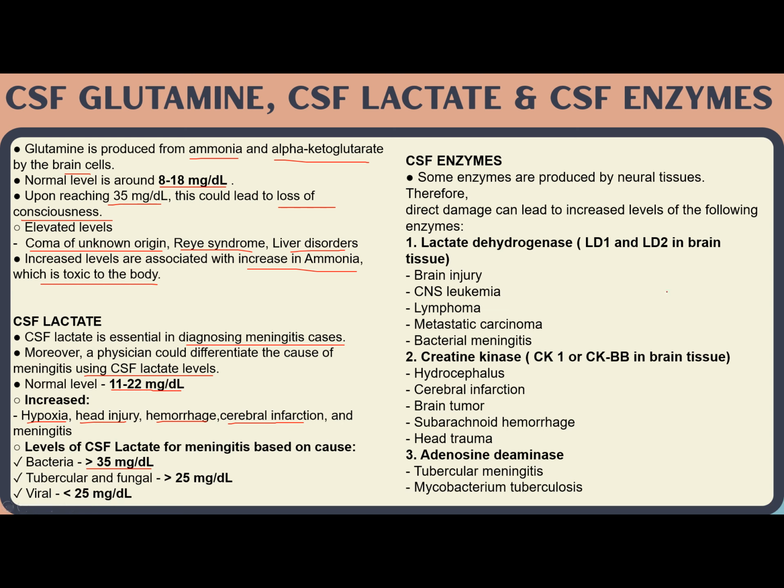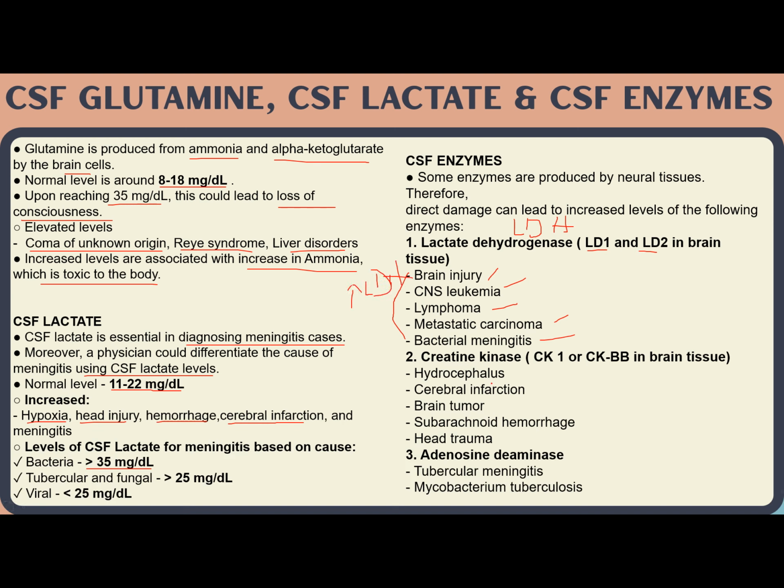Then we have your enzymes, class. So in cases of an infection, inflammation, or damage, certain enzymes would be elevated. The first one would be your lactate dehydrogenase or your LDH, specifically LD1 and LD2 in brain tissue. So we have your brain injury, CNS leukemia, lymphoma, metastatic carcinoma, and bacterial meningitis. If you have any of these, class, you would have increased LDH in your CSF.